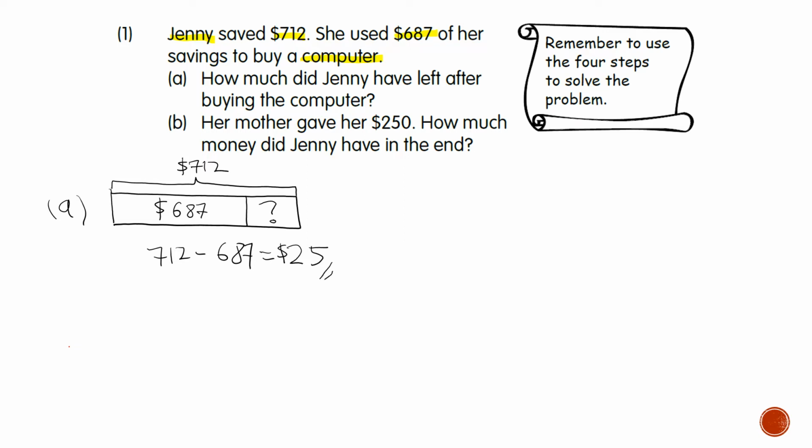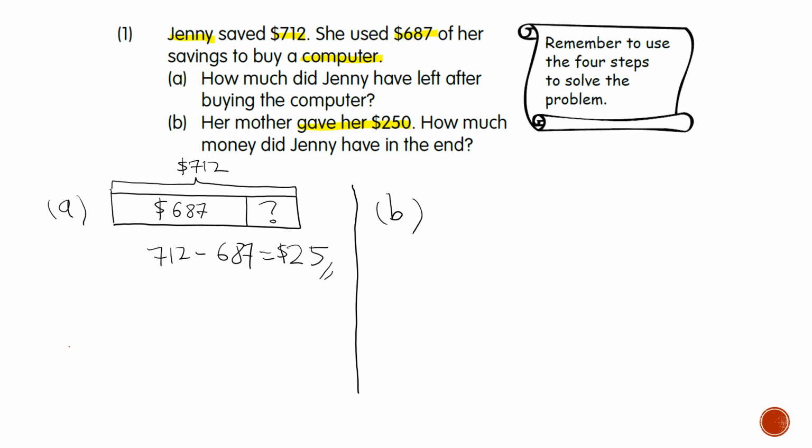Okay, so this is part A. Now for part B, her mother gave her $250. How much money did Jenny have in the end? So again, whenever we start a new problem or we are unable to solve a problem, we have to go back to the four steps. So we have to really go back to understanding the problem. So mother gave her $250. So someone else gave her money. So in this case, it's a plus, it's an addition.